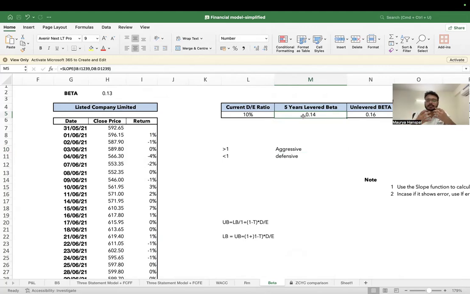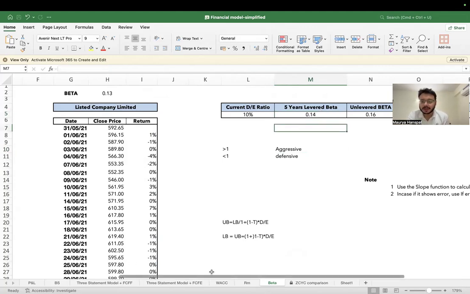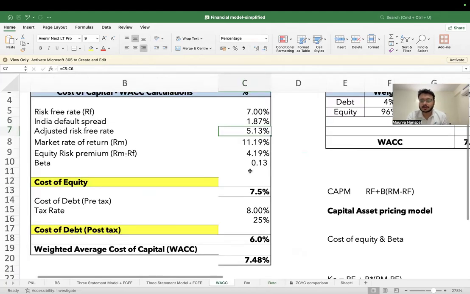So hence the fund managers technically tend to have a balanced portfolio, having a composition of both aggressive stocks and defensive stocks, which can handle the market volatility or the market movements. And that is something we need to understand. In this case, it's a defensive beta. The beta is less than 1. The beta we have calculated. Then we can go to the WACC.